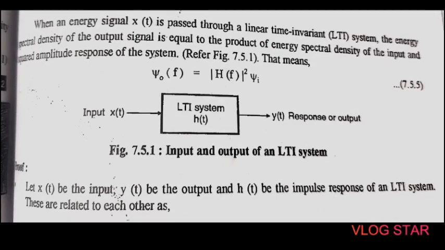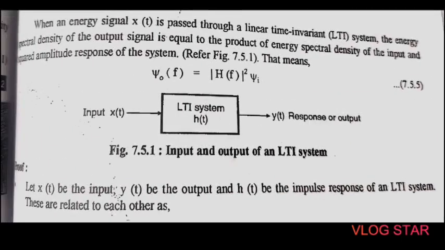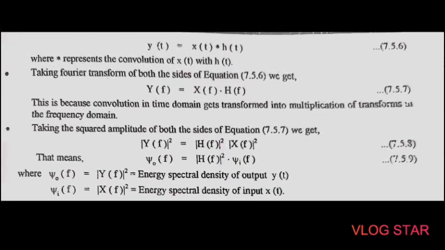Here we can write y of t is equal to x of t star h of t. This star denotes the convolution term, where x of t is the input signal and the LTI system is h of t, and it will produce the output y of t. So at the output side we will get the convolution of the two signals, x of t and h of t. The star represents the convolution of x of t and h of t.